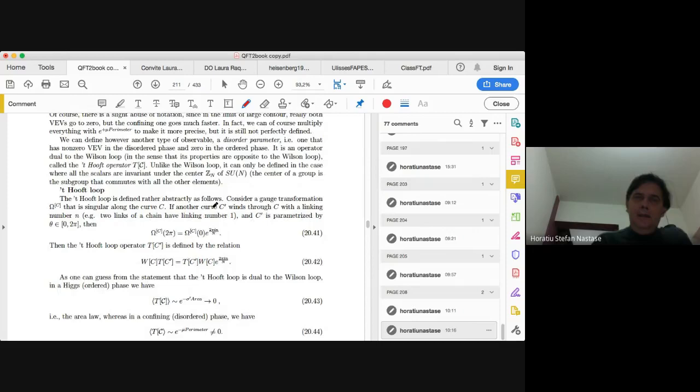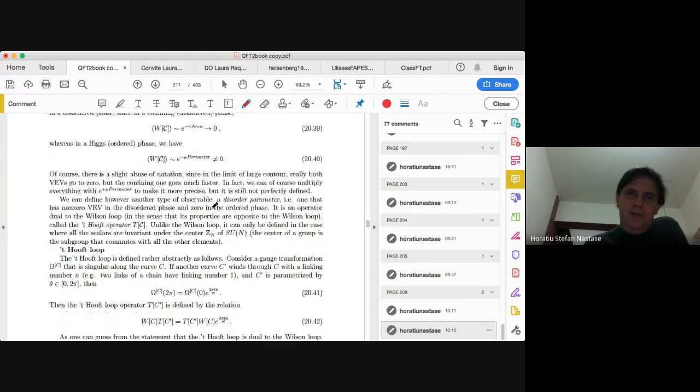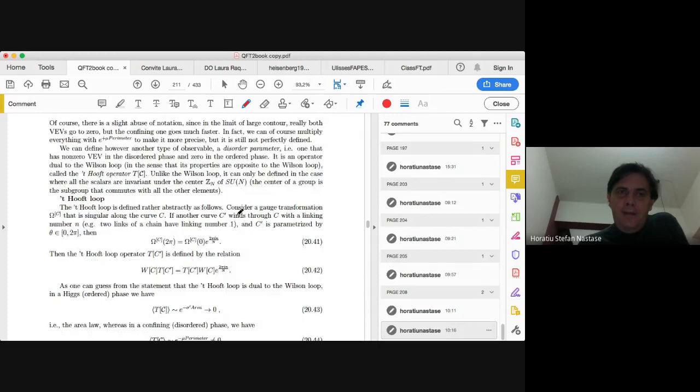So it is often the case also in the general Landau theory of second order phase transitions that we can define a disorder parameter, something that oppositely has a non-zero value in the disordered phase and a zero value in the ordered phase. We can do that here also in gauge theories. That's an operator dual in some sense to the Wilson loop, meaning that its properties are exactly opposite to the Wilson loop. So this disorder parameter is called the 't Hooft operator, T of C.